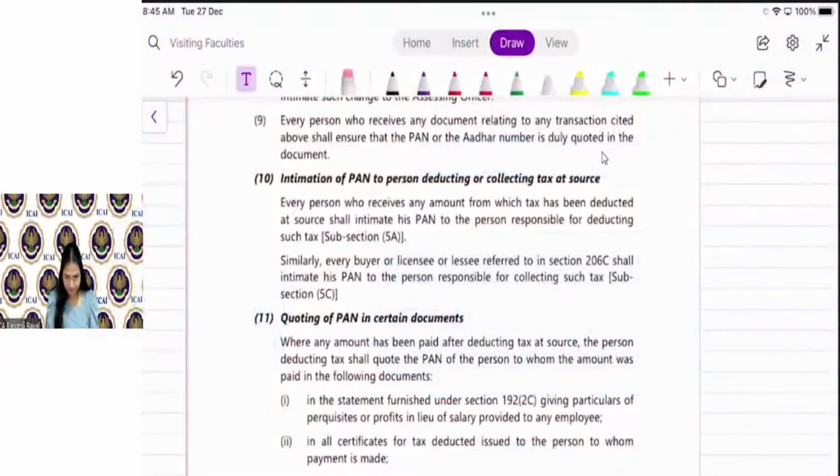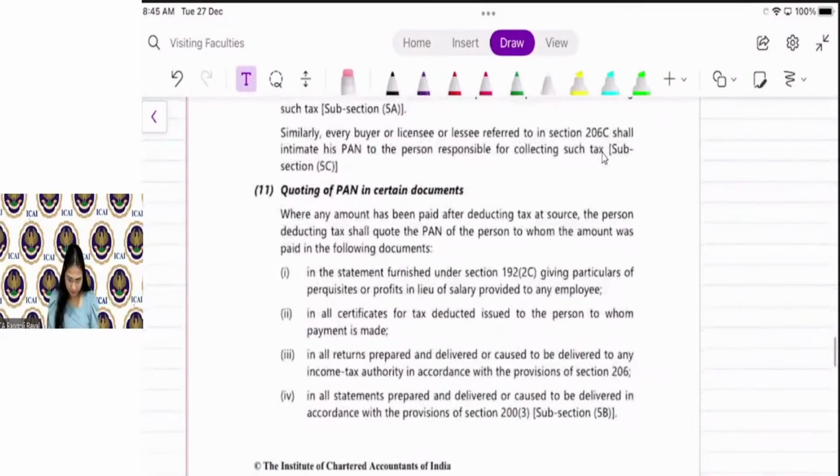So next is intimation of PAN to person deducting or collecting tax at source. We have already discussed this in the TDS TCS chapter that if your TDS is deducted or TCS is collected, then you have to provide your PAN to the deductor or the collector. If you fail to provide your PAN, then in that case they will deduct your TDS at the higher rate. Okay, so you have to provide your PAN to the person deducting or collecting tax at source.